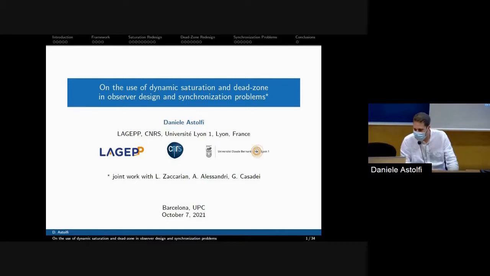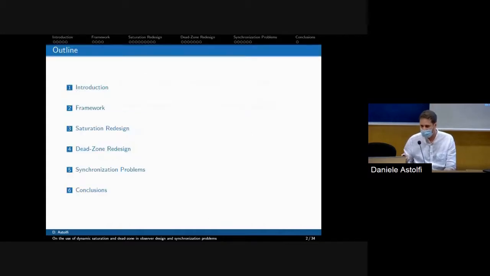Okay. So today I'm going to talk about the use of dynamic saturation and dead zones in observer design and some synchronization problems. This work I've been doing in collaboration with Luca Zaccarian, Angelo Alessandri, and Giacomo Casadei. So this is the outline of the presentation. We first introduce what is an observer problem. Then I will set up the framework, talk about saturation redesign and dead zone redesign, and finally have a short overview on some synchronization problems in which we reuse the same techniques, and finally the conclusion.